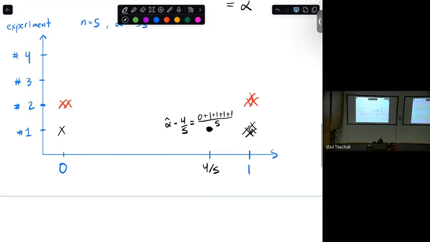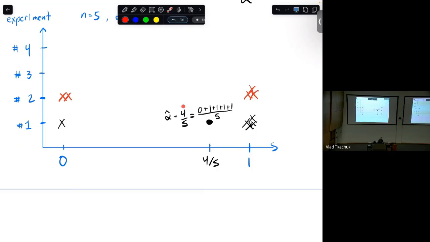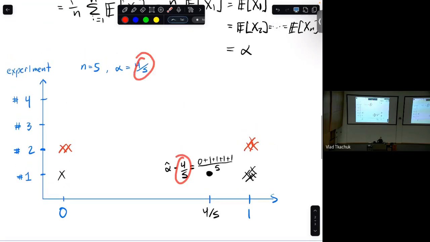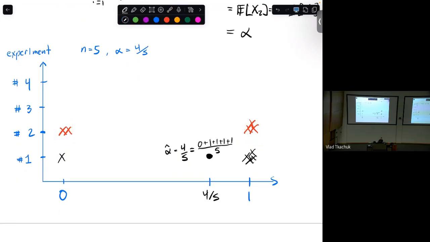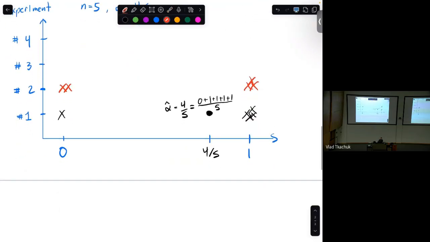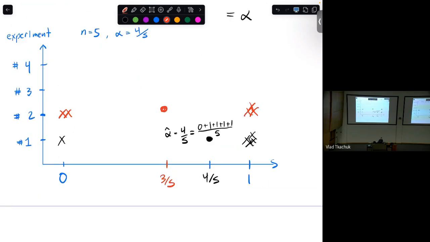And I'll take the question online in just a moment. But here, our alpha hat really was the true alpha, because if there's a 4 over 5 chance of getting heads and you got 4 heads and 1 tails, it's what you would expect. But you could get this outcome, which is 3 heads and 2 tails. And here, if you calculate alpha hat, you get 3 over 5. I'm not going to write that calculation again, but it would be 0 plus 0 plus 1 plus 1 plus 1 over 5.